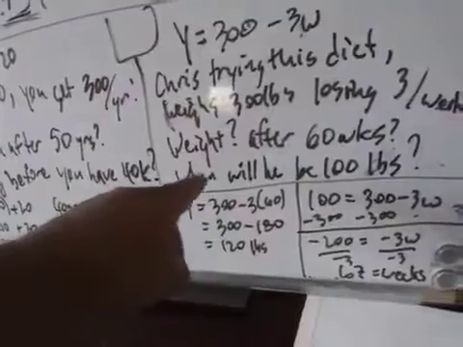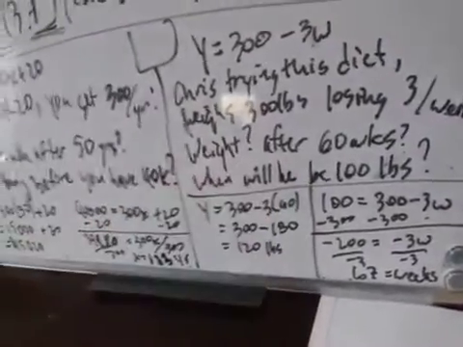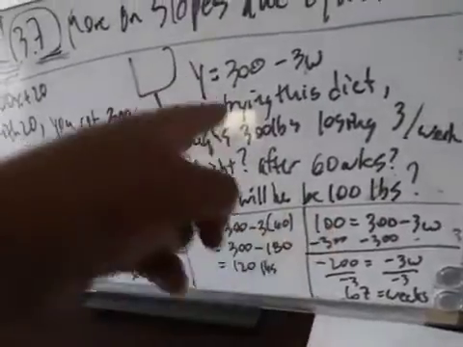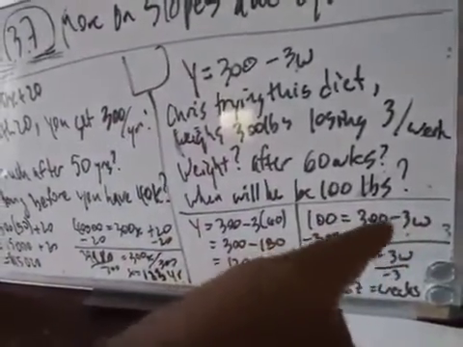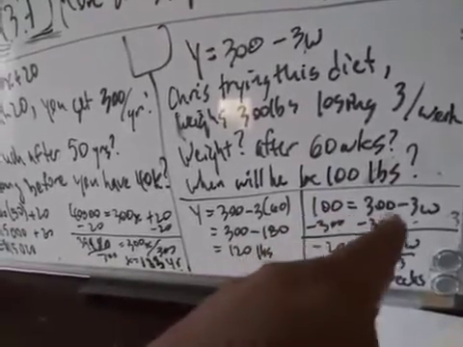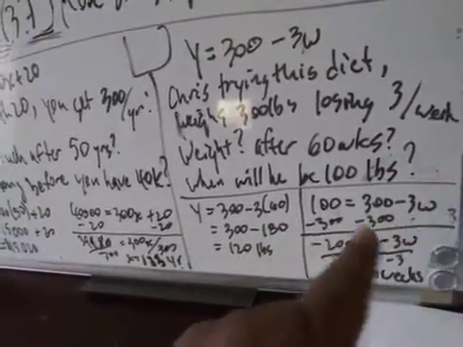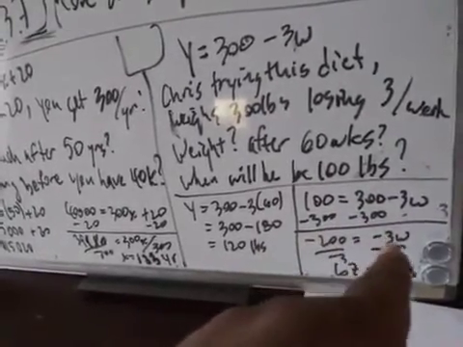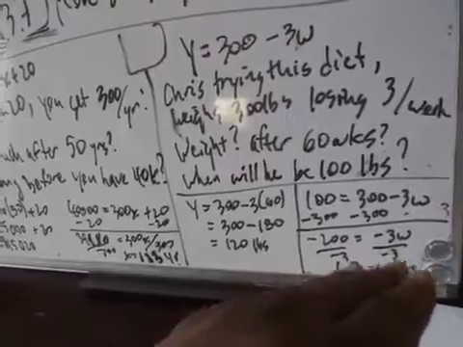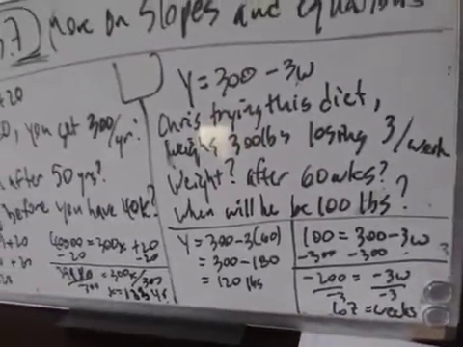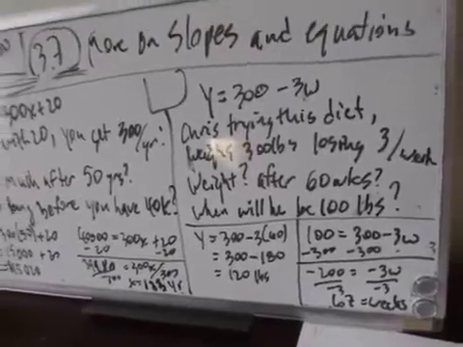What about the other direction? When will he be 100 pounds? When will the weight say 100? When will Y be 100, right? So you set Y equal to 100 in this thing and find out how many weeks it's going to take. So that means you subtract the 300 on both sides because we got to solve for W, right? And so we get negative 200. The 300s cancel and it equals negative 3W, right? And you divide both sides by negative 3. So it's going to take about 67 weeks for him to get down to 100 pounds.